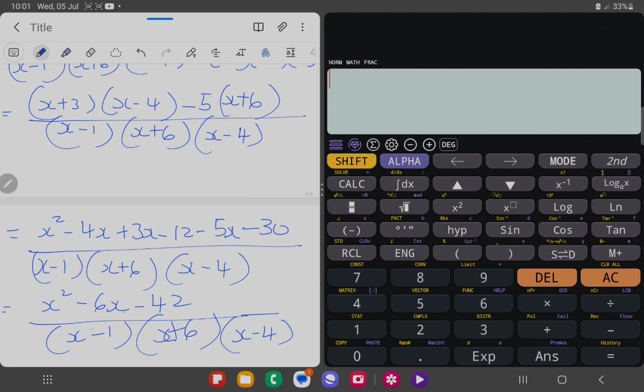If you can't factorize the numerator into its simplest form, that means when you factorize here it gives you a number with a decimal or in surd form, therefore you don't need to factorize this. You must leave this one as it is. So this is your final answer. You can leave it like this. Thank you.